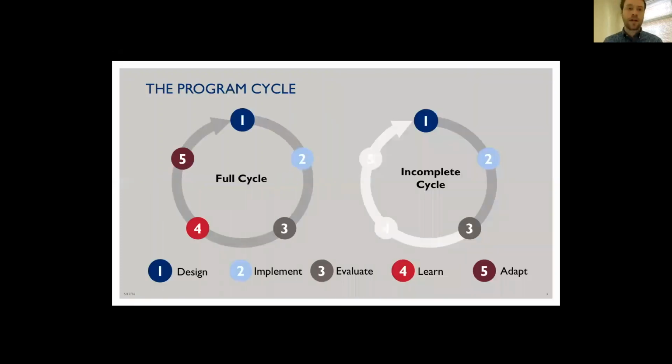Here is kind of a more detailed version of the program cycle. You can see it's fairly simple. We start with number 1, program design, moving around to 2, implementation, 3, evaluating past programs, and then 4 and 5, learning and adapting from those programs, using lessons learned to influence future design.